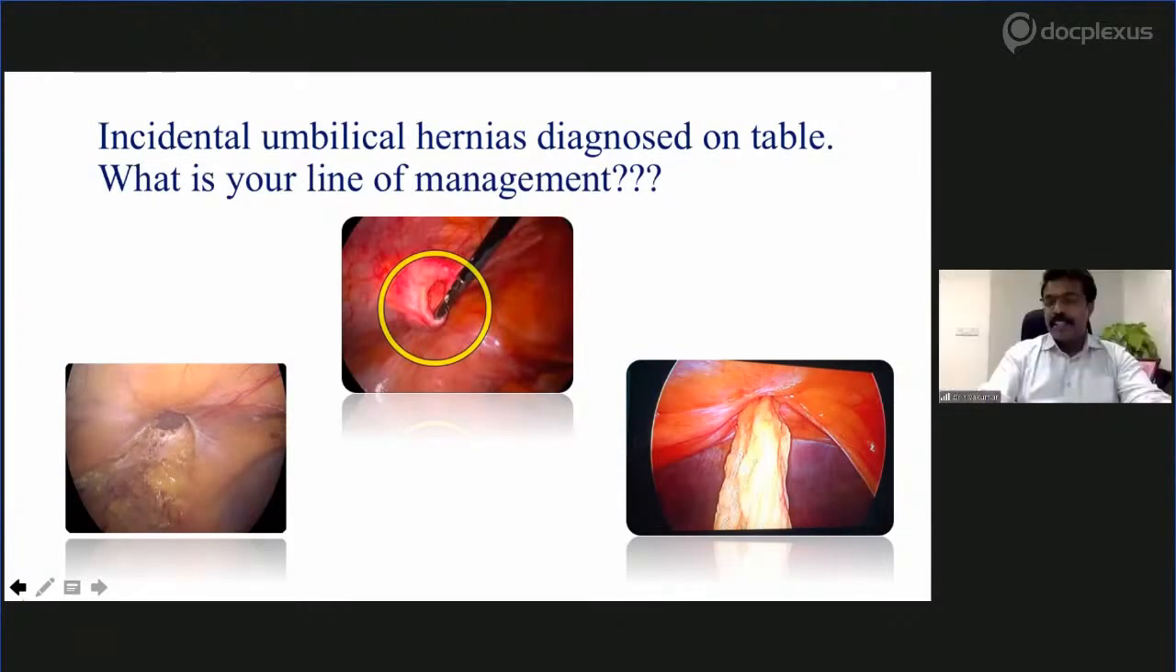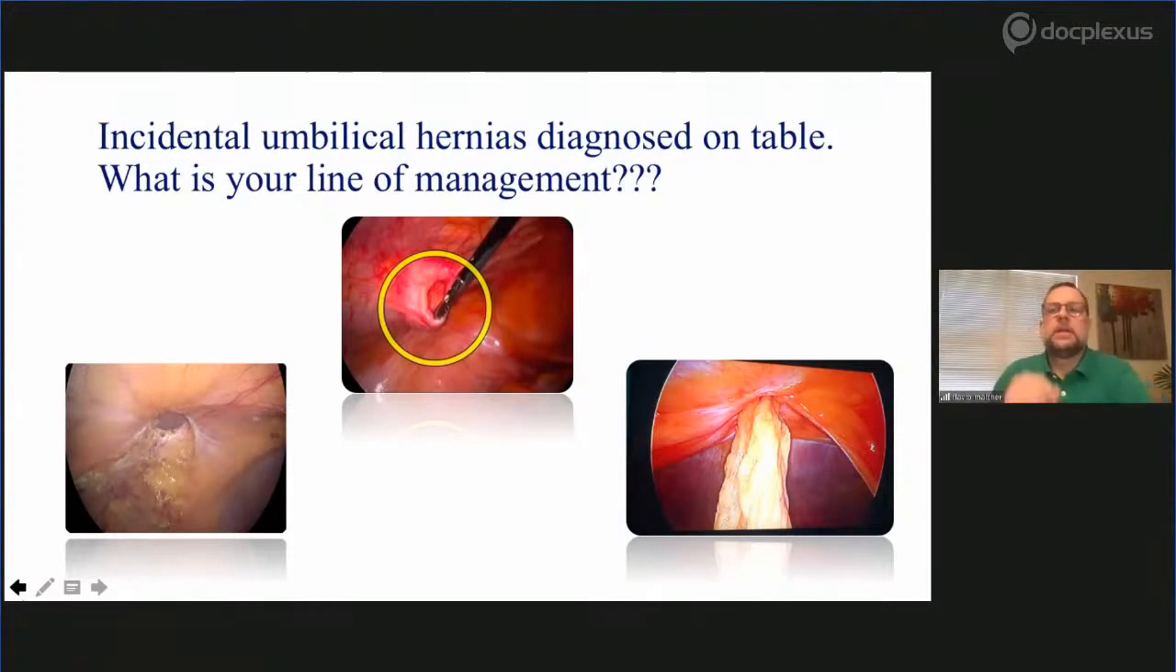Thank you. Any other opinions, sir? Yeah, I agree with that. If you find a hernia that was not discussed with the patient, it's probably because the patient is asymptomatic. Because if the patient complains about umbilical pain, you're going to see the hernia. So my advice is don't touch it.